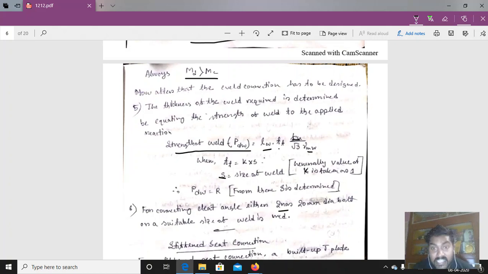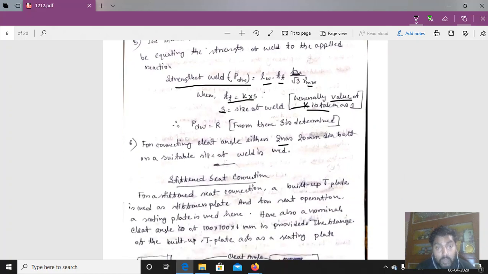Now tt is unknown to us, so we have to determine tt, that is the effective throat thickness, K into S. Generally the K value is taken as 1; as per the thumb rule, we will take the K value as 1 here. Now we do not know the size of the weld, so we determine the size of the weld. How to determine? The strength of the weld will be equated with the reaction force that will be acting. From the equation PdW is equal to R, we can determine the size of the weld.